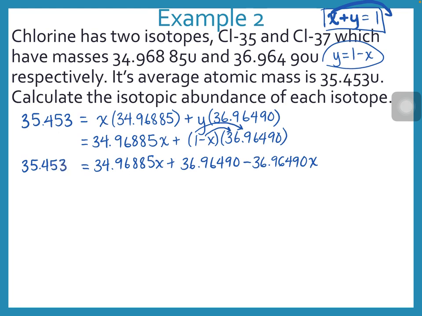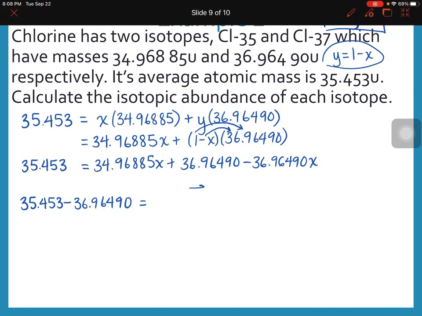I'm going to now write my 35.453. So now what I want to do is put my variables together on one side and then my constants together on the other side. So I'm going to move my positive 36.96490 over, so it's an addition here. To move it, I'm going to subtract it. So I have 35.453, subtract 36.96490, and then on the other side, whoops, there we go. That's what I'm looking for.